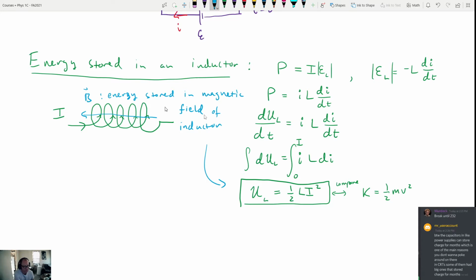Kind of like a capacitor, right? A capacitor stores energy in its electric field. If I have a capacitor that has a charge Q and capacitance C, we know the energy stored in the capacitor is Q squared over 2C. This is stored in the electric field of the capacitor plates. If this is plus and this is minus, we know there's an electric field here. In this case, the energy is stored in the electric field.